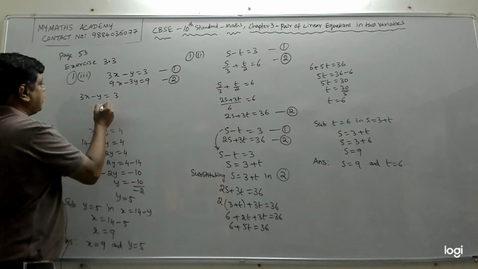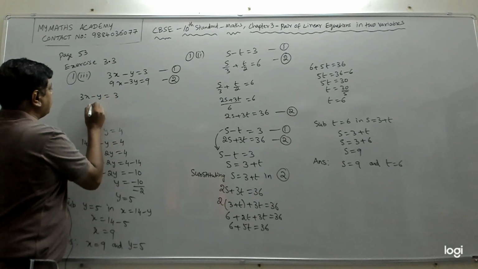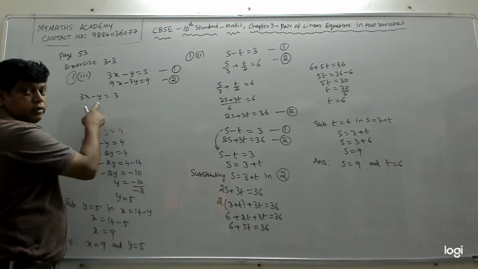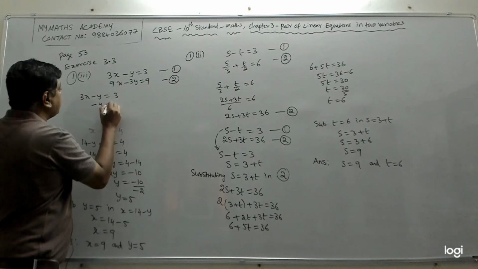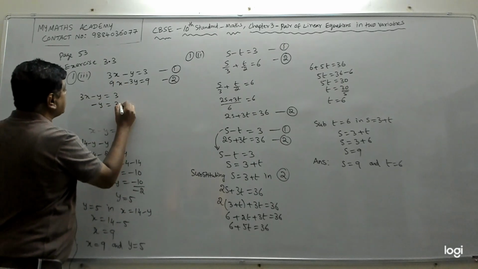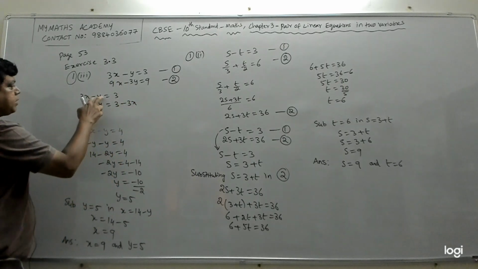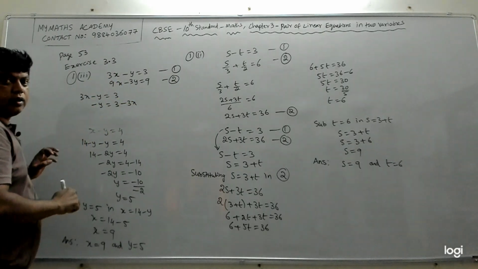Now let's try to find the value of y. Whichever coefficient is 1 or minus 1, that variable you will keep here. The other variables you will move to the other side. So you'll get minus y equal to 3. This 3x goes here. It will become minus 3x. Minus y stays here. 3x goes here. Right?